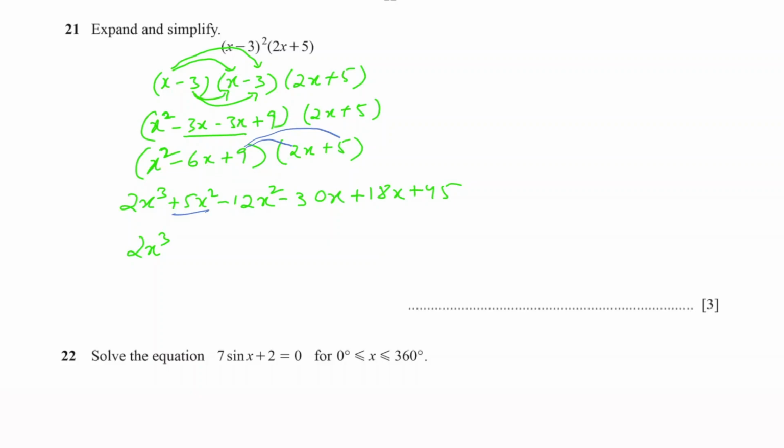So 5x square minus 12x square is minus 7x square, because I paired these two already. Then we have the pairings of x. So we can say that minus 30 plus 18 is minus 12x, and the last one is plus 45. So this will be our final answer: 2x cube minus 7x square, sorry, this should be square, 7x square minus 12x plus 45.